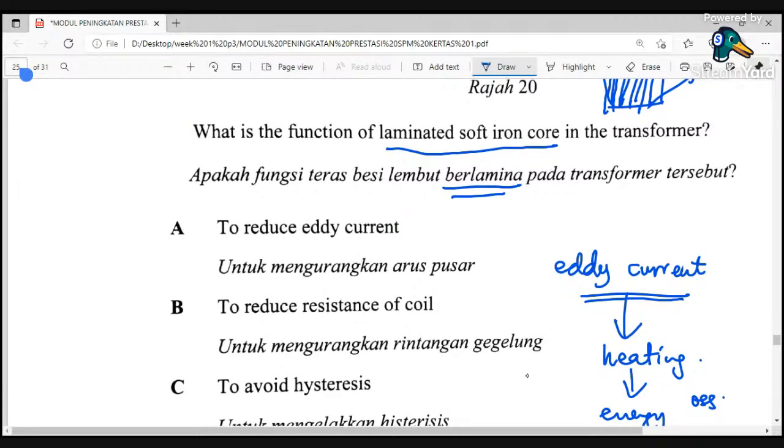Okay? So when we use laminated compared to one block, the laminated one has higher resistance. So when higher resistance, the eddy current is smaller. We can reduce eddy current by using this laminated soft iron core. Okay.